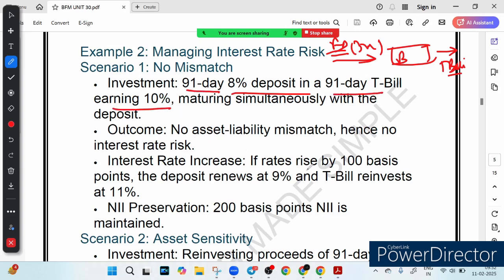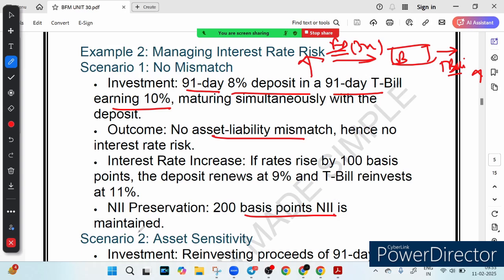Now what is happening here? If the interest rate increases, both will increase. The FD will be at the new rate, and the treasury bill will be at the new rate. And if the interest rate decreases, both will decrease, right? So the bank will renew at a lower rate, and both will renew at a lower rate. So here there is no surprise. It means the bank loves this kind of perfect match.